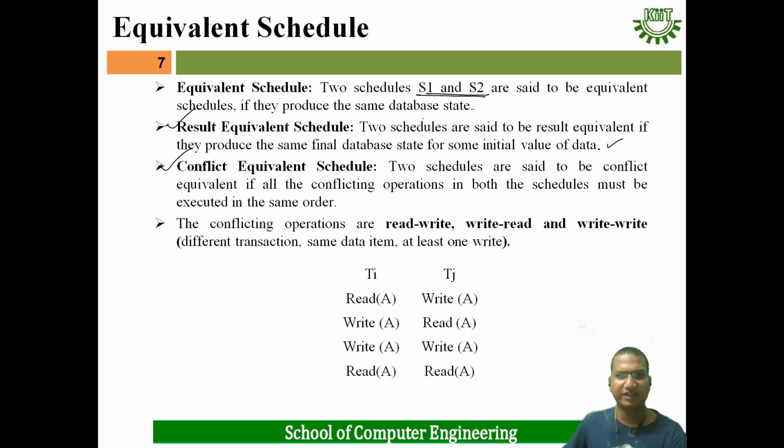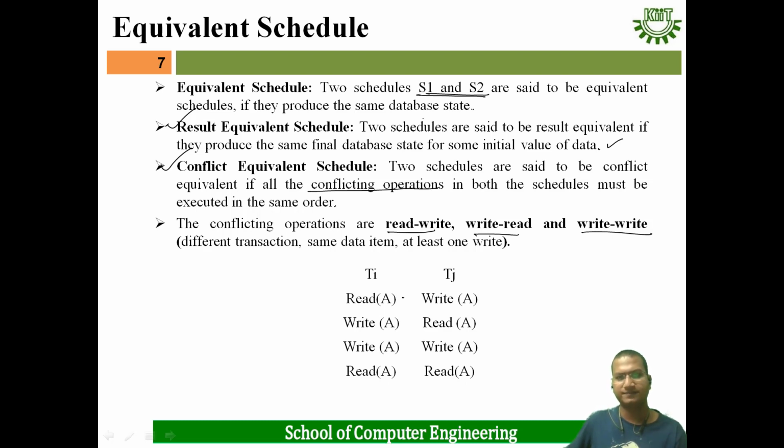Then what is a conflict equivalent schedule? Two schedules are said to be conflict equivalent if all the conflicting operations in both the schedules are executed in the same order. What are conflicting operations? Now we'll see. The conflicting operations are read write, write read, and write write. These are known as conflicting operations.